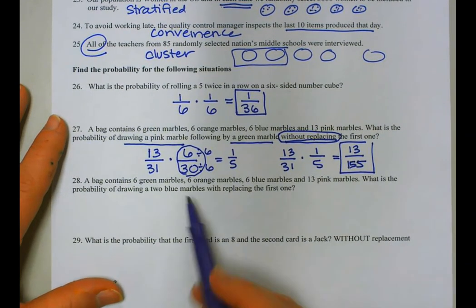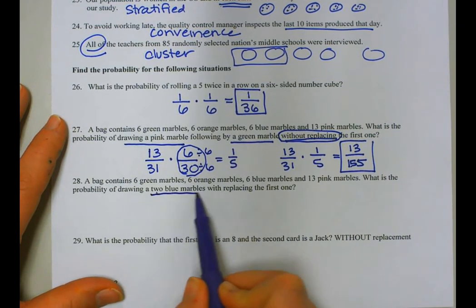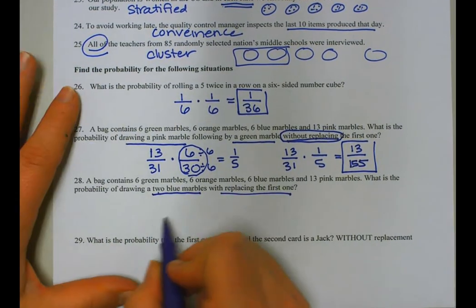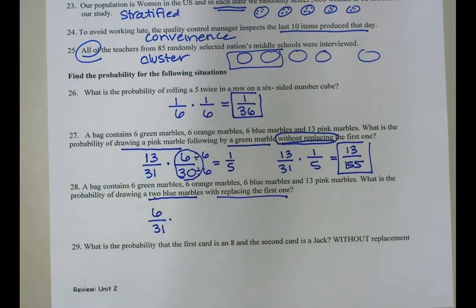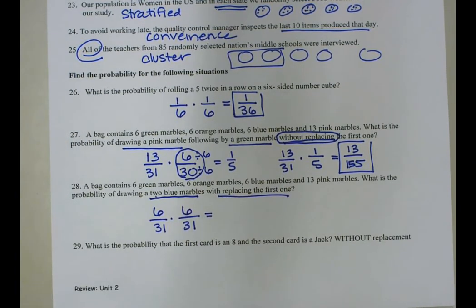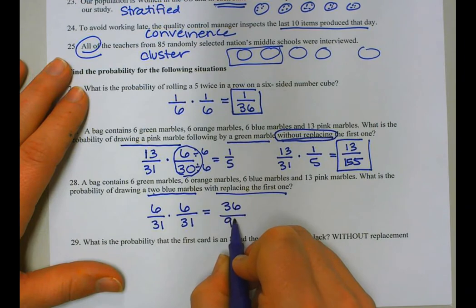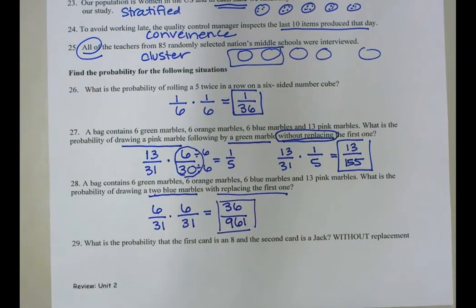All right, kind of the same problem, same situation. What is the probability of drawing 2 blue marbles with replacing the first one? So if we think about the first one, our odds, right, there's 31 marbles. Our chances of getting a blue one is 6. Now we put it back, so there's still 31 marbles here, and our chances of getting a blue one, right, we put that first blue one back, is still 6. I don't see anything that I can reduce here. So if I multiply straight across, I get 36 over 961, and that does not reduce, so that would be our fraction.